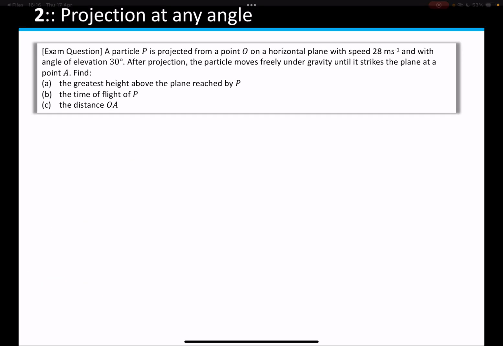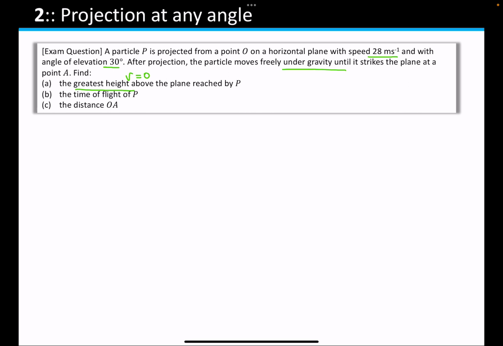The next question again is asking us to calculate a few things. A particle P is projected from a point O on a horizontal plane with speed 28 meters per second with an angle of elevation of 30 degrees. After projection, the particle moves freely under gravity and strikes the plane at a point A. Find the greatest height above the plane reached by P. At this point, the velocity vertically will be equal to 0. And we can find the time and the distance OP.